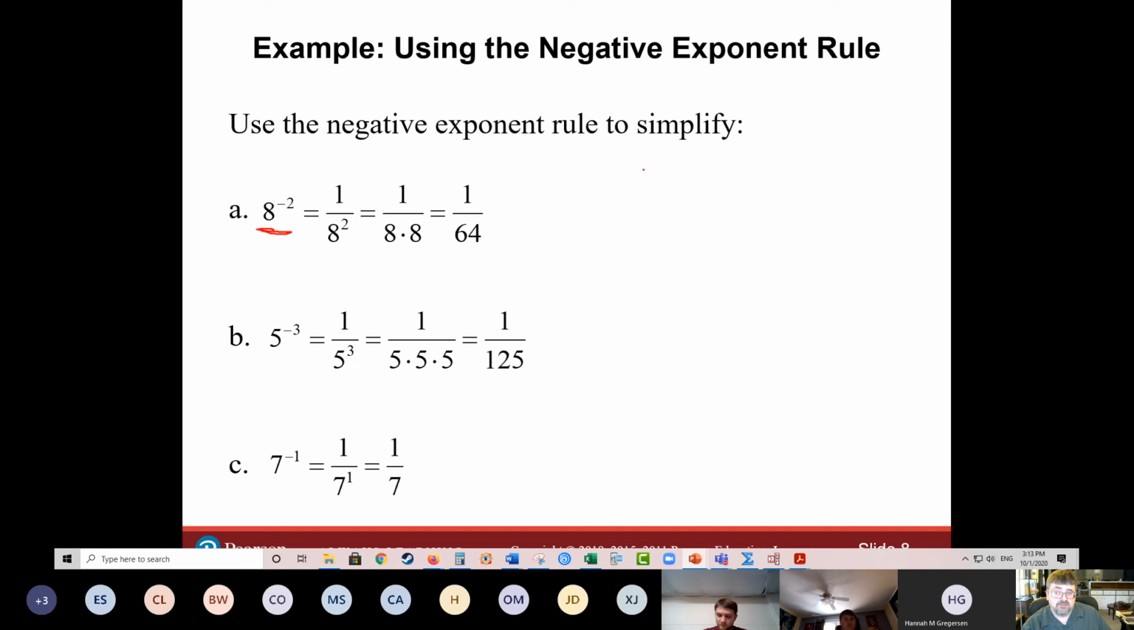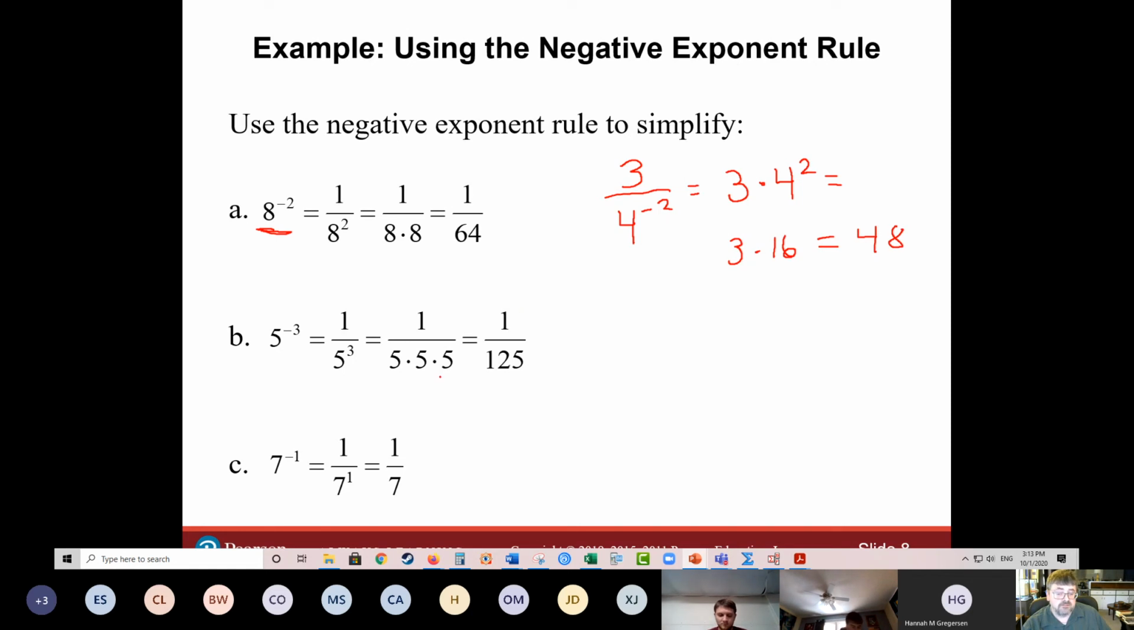Again, we could also have something in our denominator. We could have a number other than 1 also in our numerator. So if I had 3 over 4 to the negative 2, that's going to be the same as 3 times 4 squared, which is going to be 3 times 16, which is going to be 48.